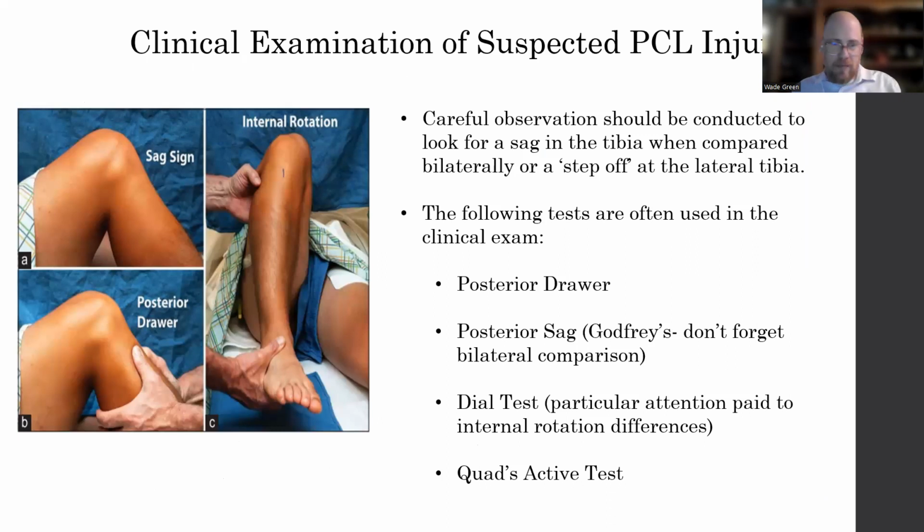Obviously, other special tests that can be performed: posterior drawer, right? The dial test. Okay, remember, we talked about how the PCL is also a primary restraint against internal rotation. So with a dial test, generally speaking, if someone has a high-grade PCL injury, they're going to have increased internal rotation, okay, because they disrupted the PCL and have less restraint into internal rotation because the PCL is insufficient, okay? And then the other test we learned in class was the quadriceps active test.